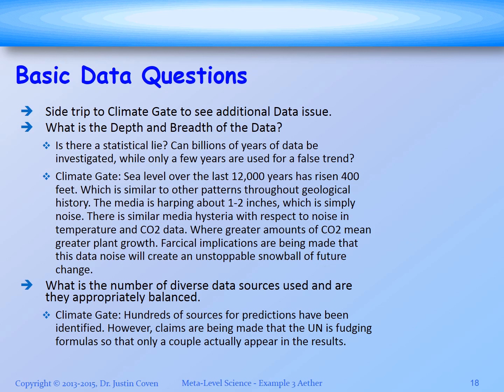What is the number of diverse data sources used, and are they appropriately balanced? ClimateGate. Hundreds of sources for predictions have been identified. However, claims are being made that the UN is fudging formulas so that only a couple of these sources actually appear in the end result.